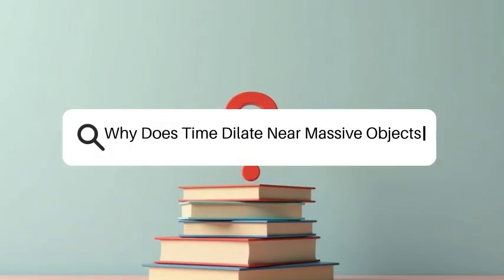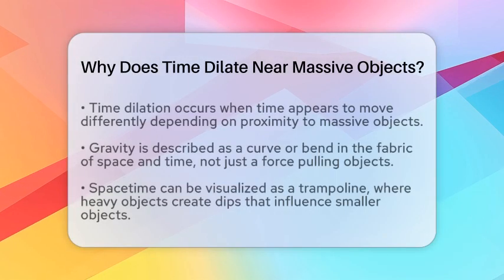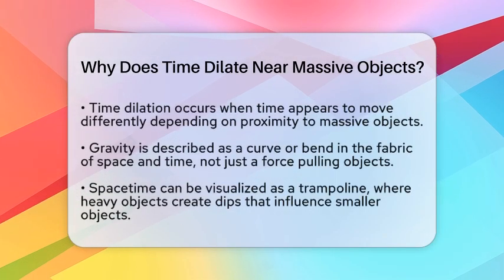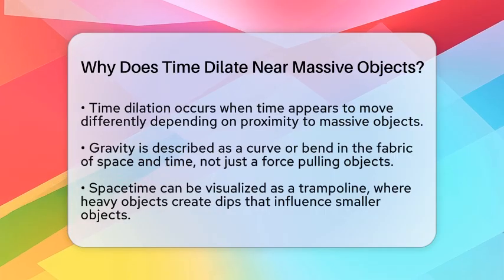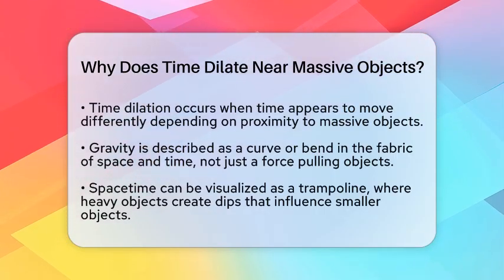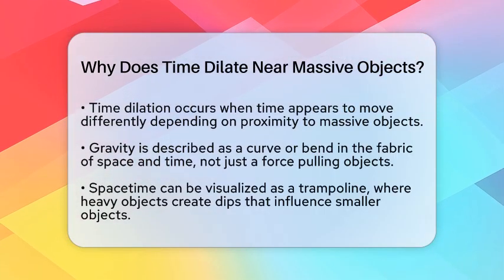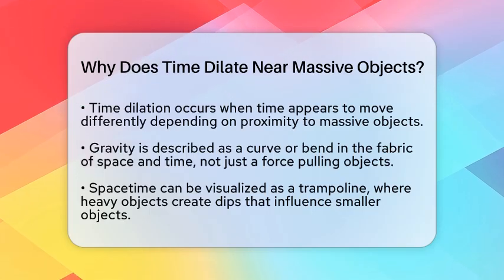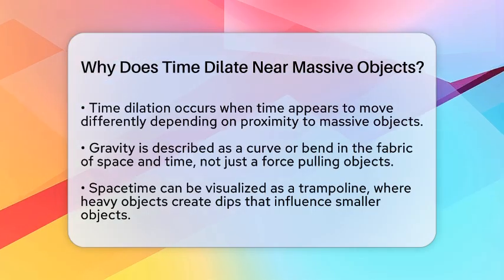Why does time dilate near massive objects? Imagine you are floating in space, looking at a star or a black hole, and suddenly you notice that time seems to move differently depending on where you are. This strange idea is called time dilation, and it happens because of how gravity influences time itself.